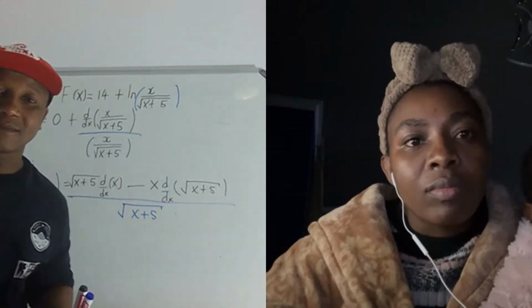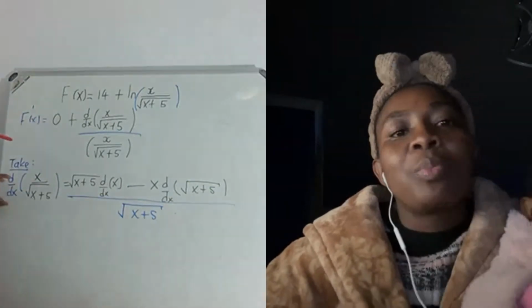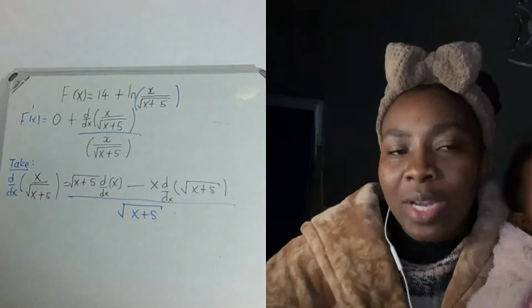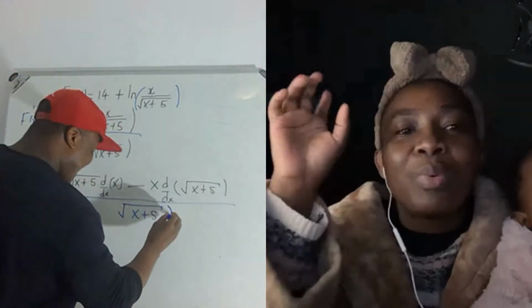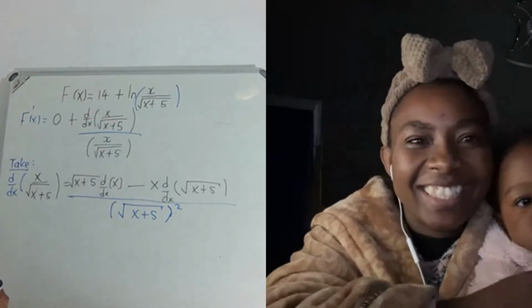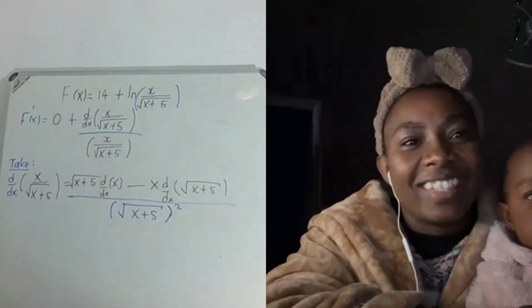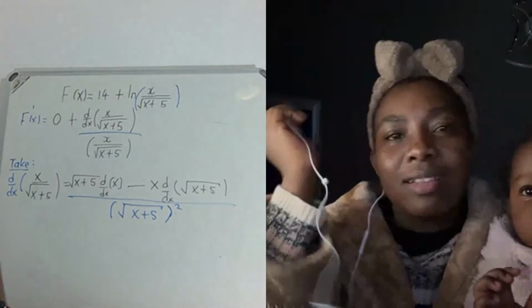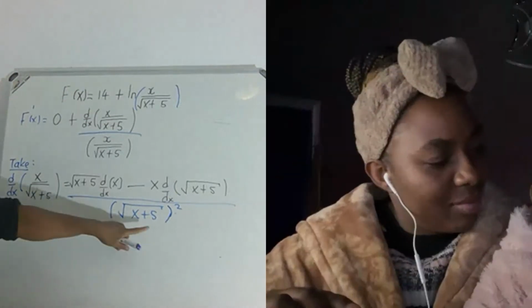Should I say it again? If we need to put the denominator squared, why didn't we put it? Oh, okay, got it. I was wrong. And then we square the denominator.